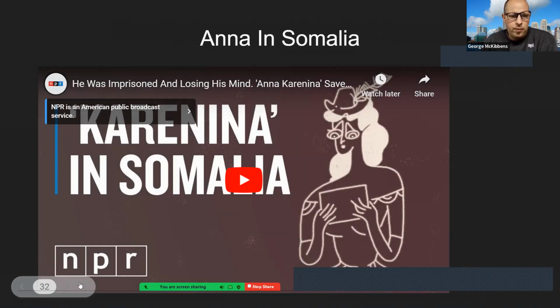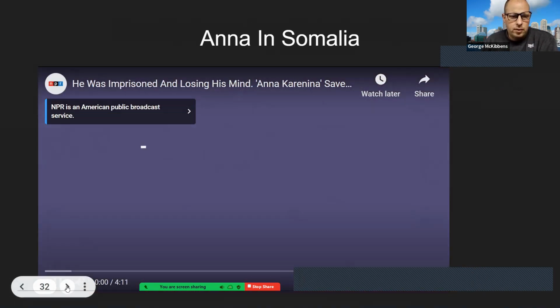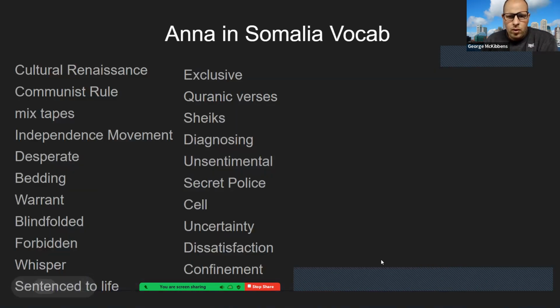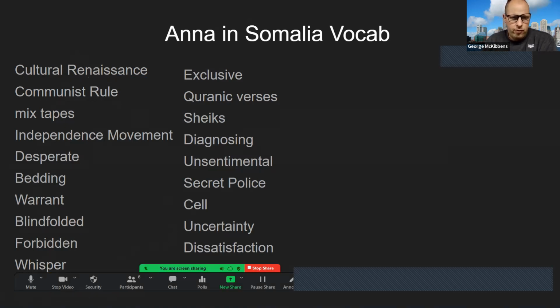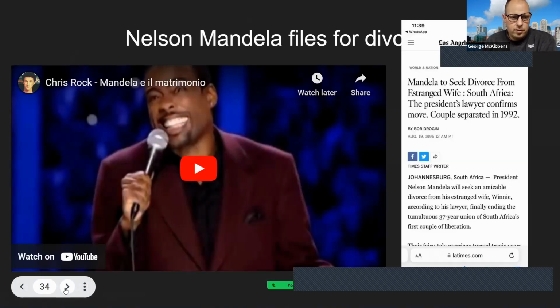So a couple of the ways that the story unfolds. We looked at this vocabulary right here, and we looked at words like cultural renaissance, desperate, blindfolded, whisper, sentenced to life. So the man was sentenced to life in solitary confinement. He was desperate. He was losing his mind.